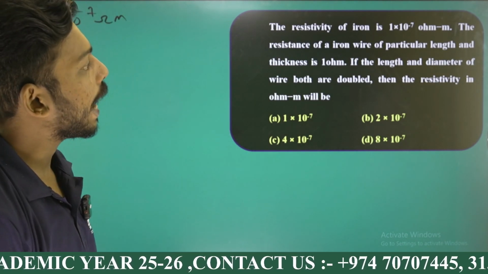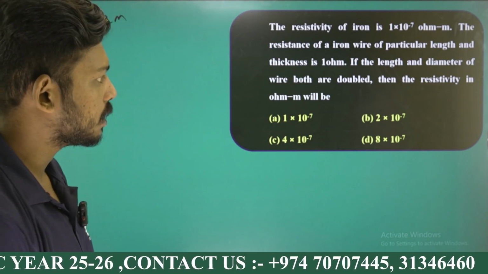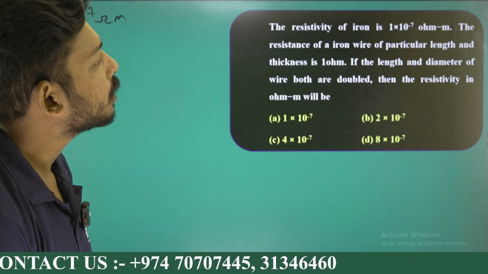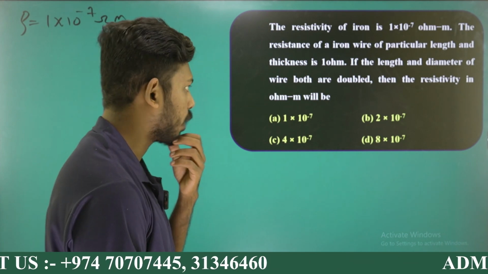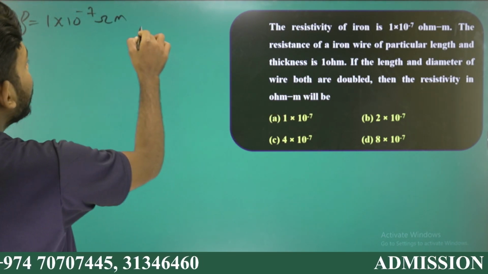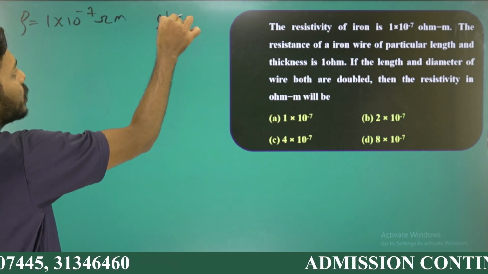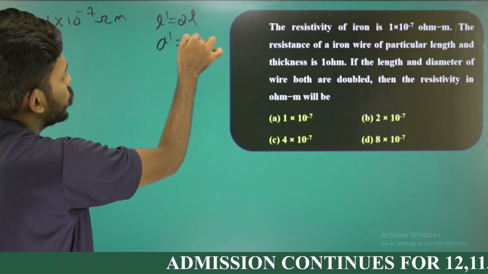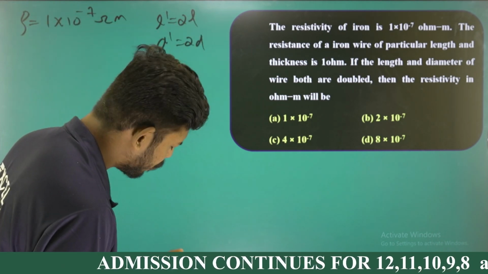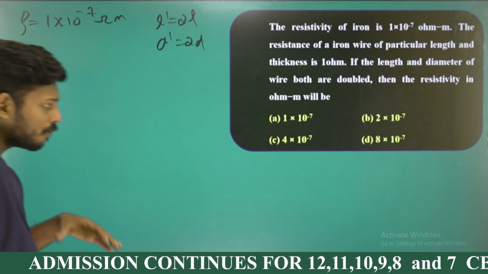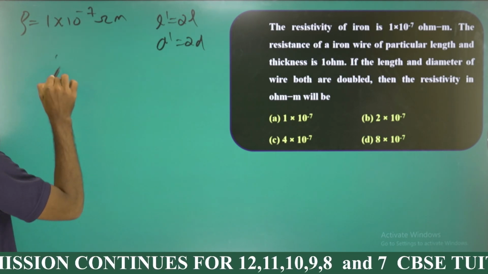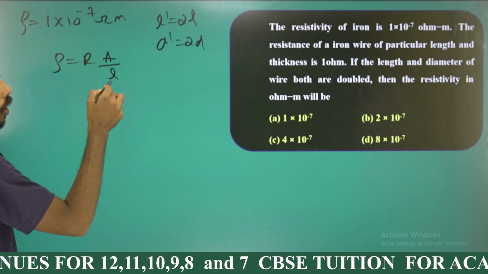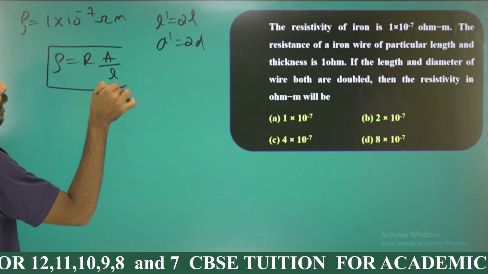The resistance of an iron wire of a particular length and thickness is 1 ohm. If the length and diameter of the wire are both doubled, then what will the resistivity be? The length is changed into 2L and the diameter is changed into 2d. Many of the students will simply write the equation rho is equal to RA by L, and then put in the value for the original resistivity.